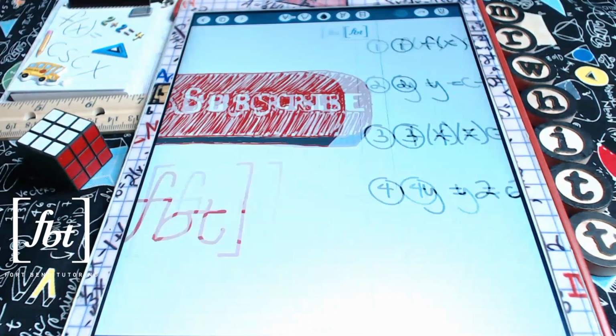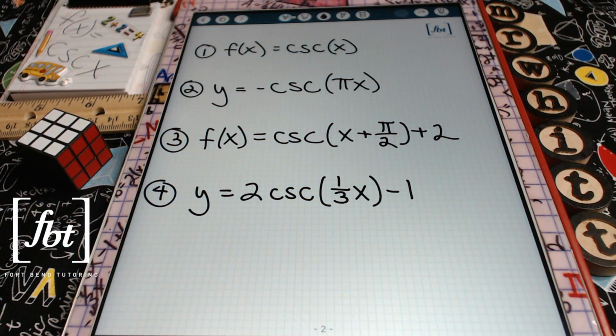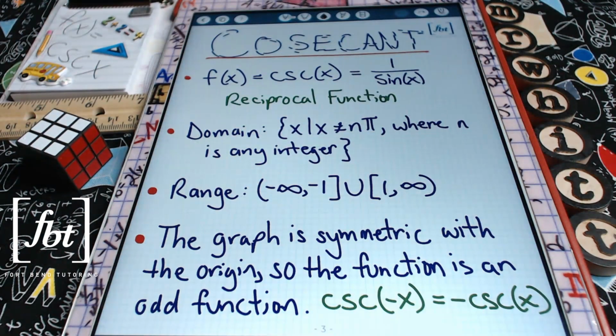What I have for you first is a snapshot of the problems that we'll be doing in this video. Check them out. I got 4 functions to graph today. We have f of x equals cosecant x. We have y equals negative cosecant of pi x. We have f of x equals cosecant of the quantity x plus pi over 2, plus 2. We also have our 4th problem, which is y equals 2 cosecant of 1/3 x minus 1. Oh yeah. So fun times are coming.